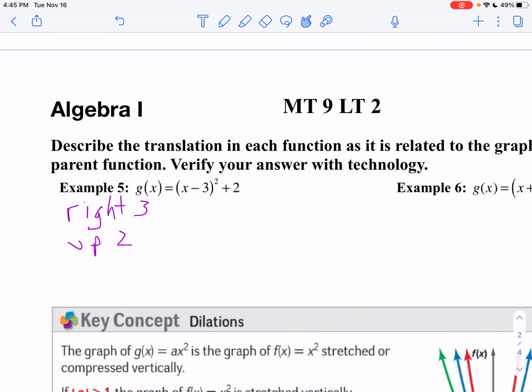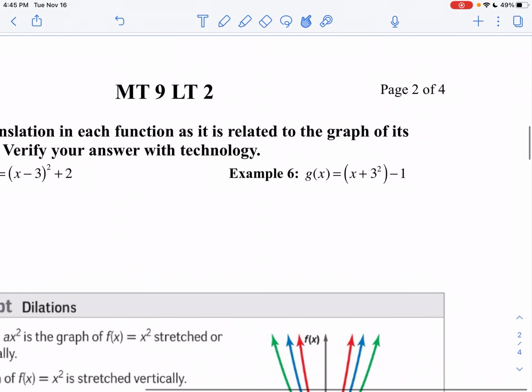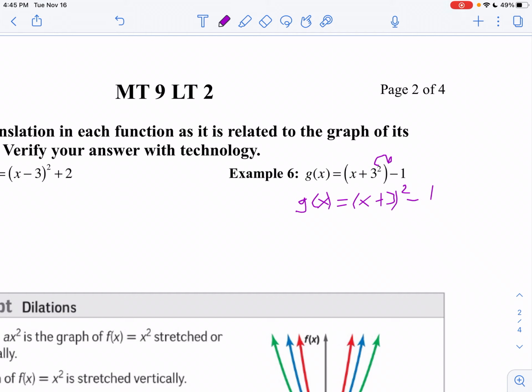If I take a look at example 6, I think I got my parentheses wrong there. That should be x plus 3. The square is supposed to be on the outside. So g of x equals (x plus 3) squared minus 1. If it's x plus 3, I'm going to move it to the left 3, and I'm going to move my vertex down 1. So my vertex is going to be at negative 3, negative 1.